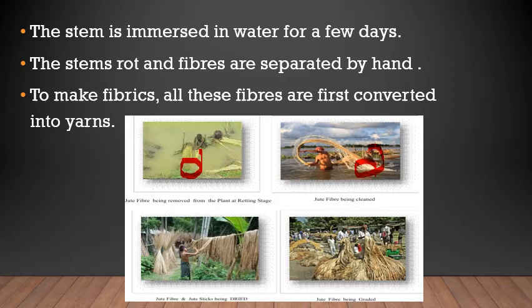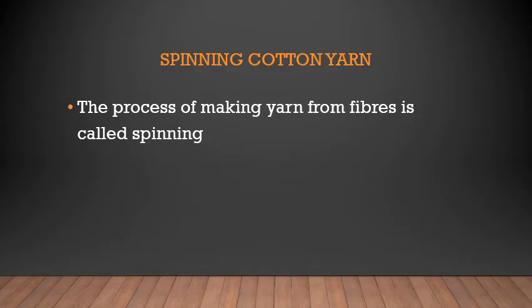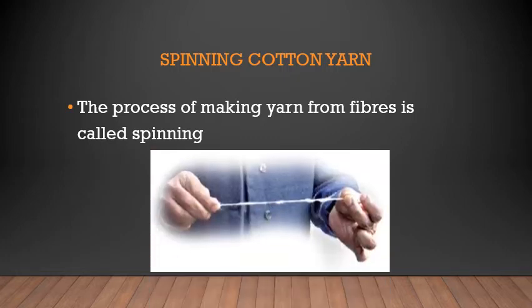So to make fabrics, all these fibers are first converted into yarns. To convert it to yarn, we have to use something called spinning. The process of spinning, or the spinning of cotton yarn. The process of making yarn from fiber is called spinning.